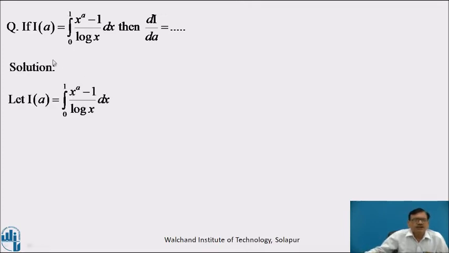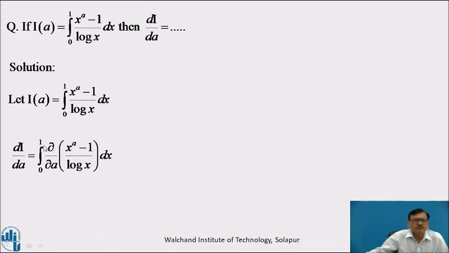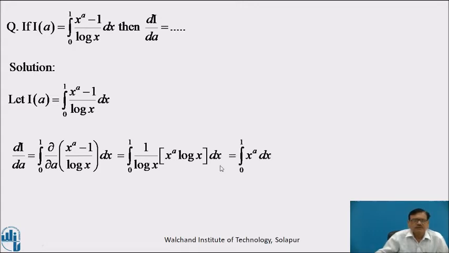Now here let I of a equal the integration from 0 to 1 of x raised to a minus 1 by log x dx. By using the rule of differentiation under the integral sign, we get dI by da equals the integration from 0 to 1 of dou by dou a of x raised to a minus 1 upon log x dx. Here we are differentiating x raised to a minus 1 by log x with respect to a, that is 1 by log x as it is, and the derivative of x raised to a with respect to a is x raised to a log x, and the derivative of 1 is 0. So log x will get cancelled, and we get the integration from 0 to 1 of x raised to a dx.